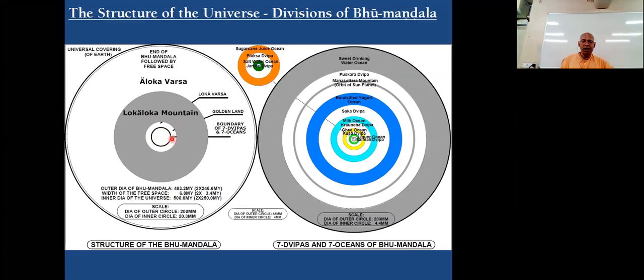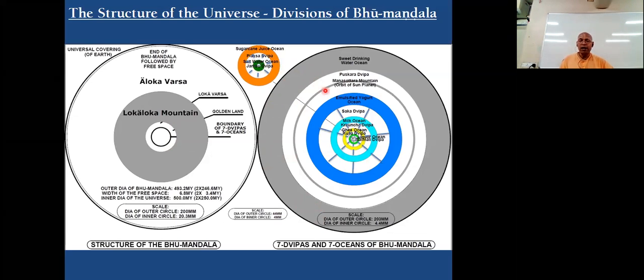The inner circle that is expanded here is nothing but the 7 islands and 7 oceans. This is the 7th ocean, 7th island, which has Manasutra mountain. Then the 6th ocean, 6th island, 5th ocean, 5th island, 4th, 3rd. This is the 2nd ocean, 2nd island, 1st ocean, 1st island. The white portion in the middle is Jambudipa.